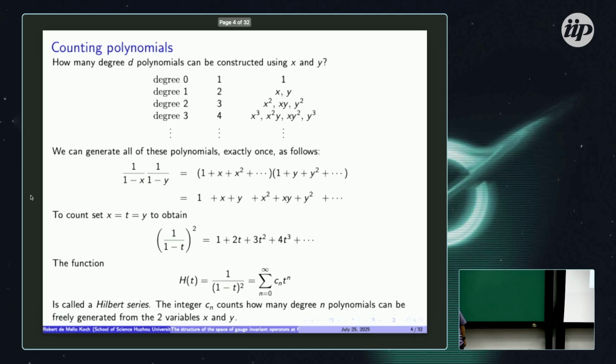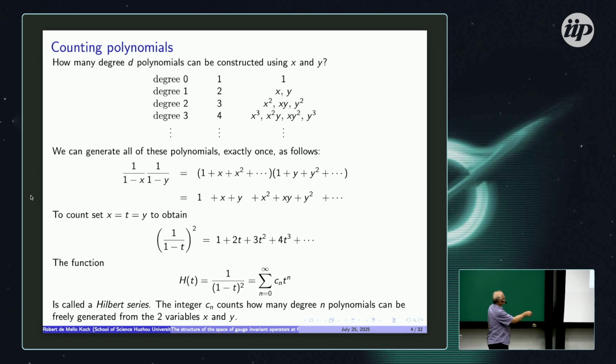So here is the counting problem that we're going to study. We've got two variables, x and y, and I ask you how many degree d polynomials can you construct from those two variables? At degree 0, well, there's just one, it's 1. At degree 1, it's x and y. At degree 2, it's x squared, xy, y squared, and so on. And what I want to get hold of is these numbers, this 1, 2, 3, which counts the number of degree d polynomials. So how do I do this counting?